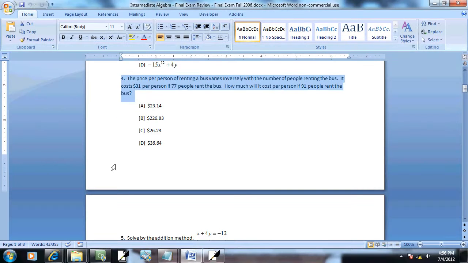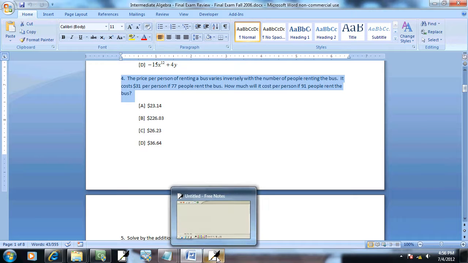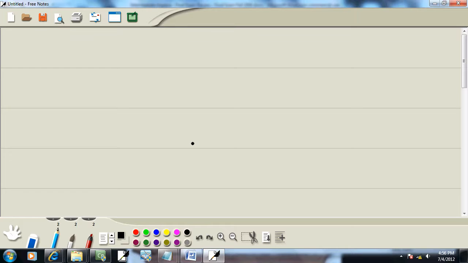Let's take a look at number 4. The price per person of renting a bus varies inversely with the number of people renting the bus. So right there it tells me it's an inverse problem. Let's refresh our memory on how to solve an inverse problem, and then we'll actually solve this one. Actually, this is specifically how to solve variation problems, but it includes how to solve an inverse problem.